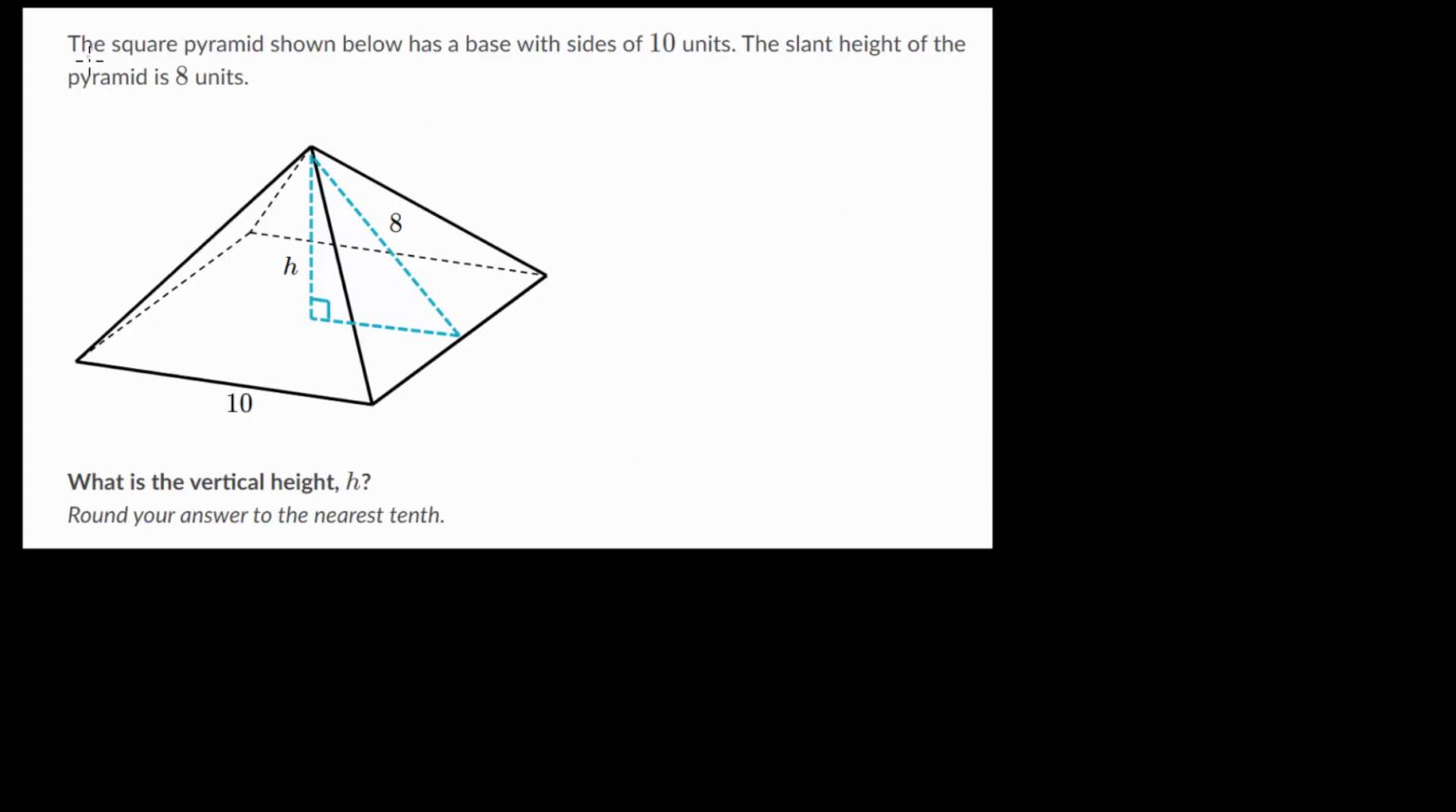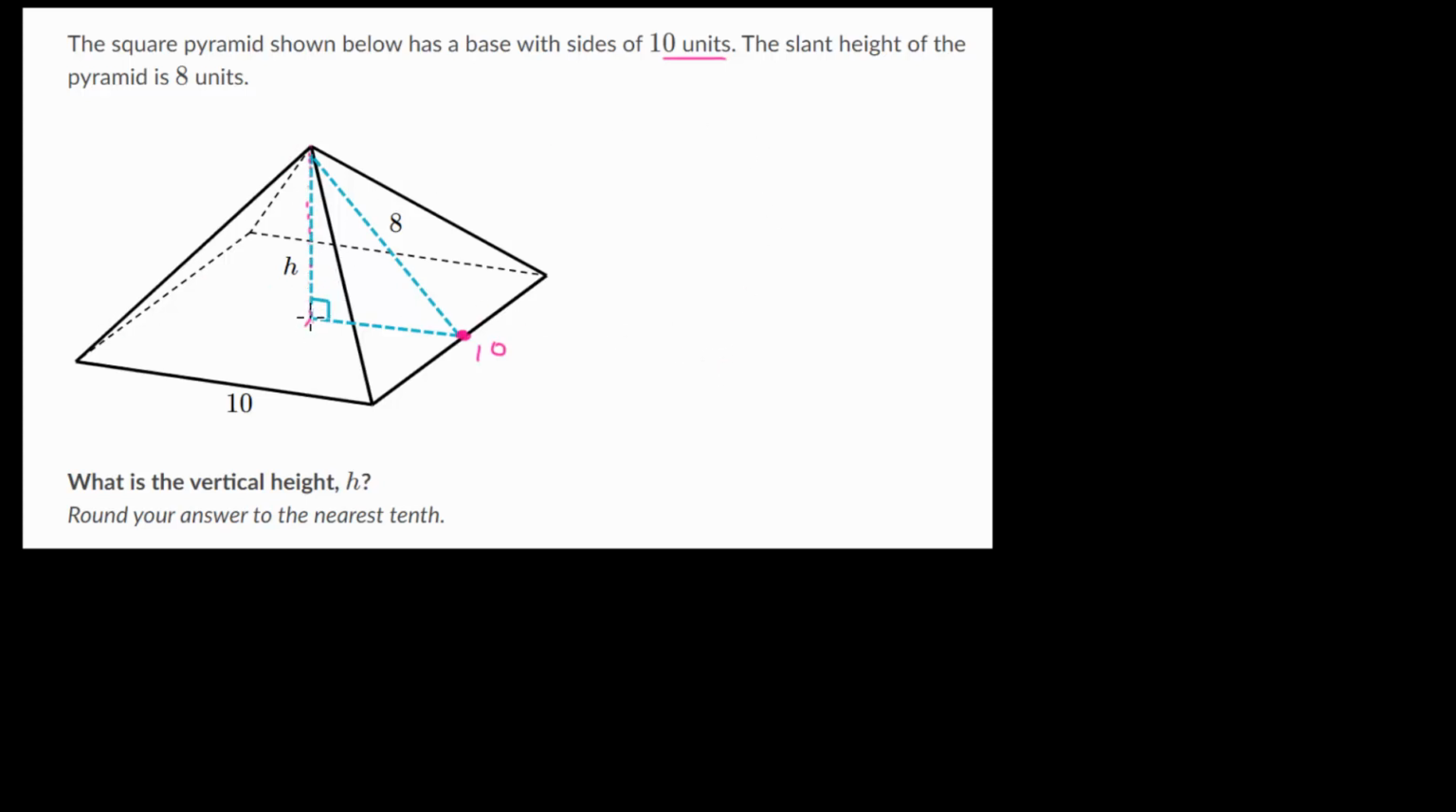So for this problem, we have a square pyramid shown below, and it has a base with sides of 10 units. So it's a square, so all of these are 10. And the slant height of the pyramid is 8 units. The slant height is going from the corner to the midpoint here of this line, and we need to figure out the height of this. Basically, the square pyramid has symmetry so that this drops down straight below.